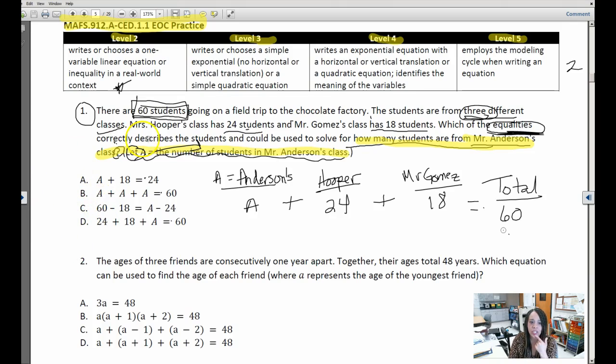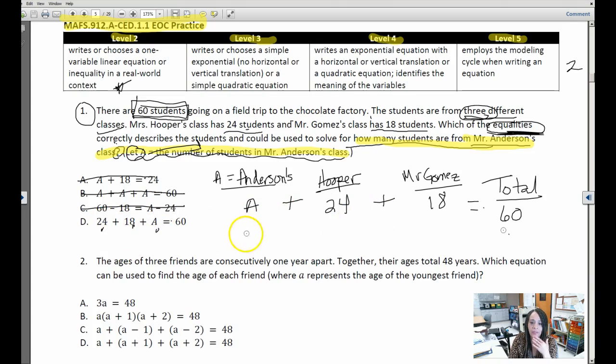So which of these answers looks like this? Definitely not A, definitely not B, and definitely not C, because, I mean, that's 60 minus 18. We're not even minusing things out here. And here we have 24 plus 18 plus A.